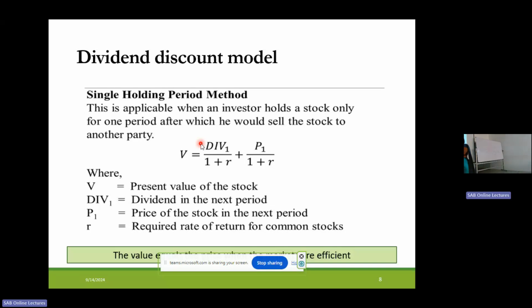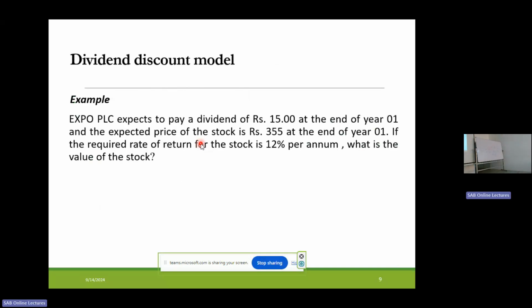Then I think we can do an example. Look at this example. Expo PLC expects to pay a dividend of 50 rupees at the end of year 1. And the expected price of the stock is 355 rupees at the end of year 1. If the required rate of return for the equity stock is 12% per annum, what is the value? Very simple. Calculate it quickly. So this is a single holding period. What is the value?